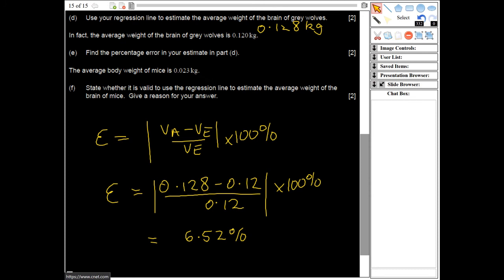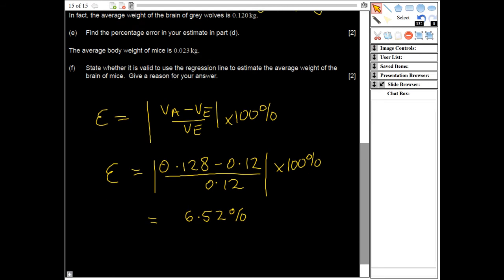Now, these vertical bars here, you can treat them sort of like brackets, but what they mean is if the value is negative, then treat it like it's positive. In this case, we had 0.128 minus 0.12, so we got a positive answer here, which was fine. We then divide, we get a positive answer. If this value had been less than 0.12, if it had been 0.114 or something like that, then the answer here would have been negative, and these bars mean treat it like it's positive. So you should always get a positive answer here. If the answer comes out negative, just ignore the minus sign. Anyway, percentage error should be 6.52.